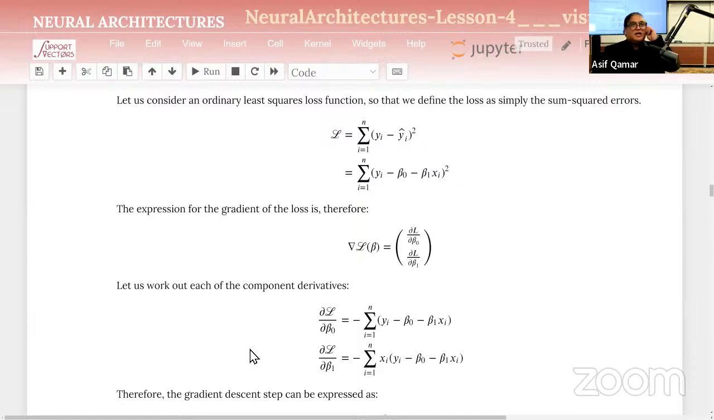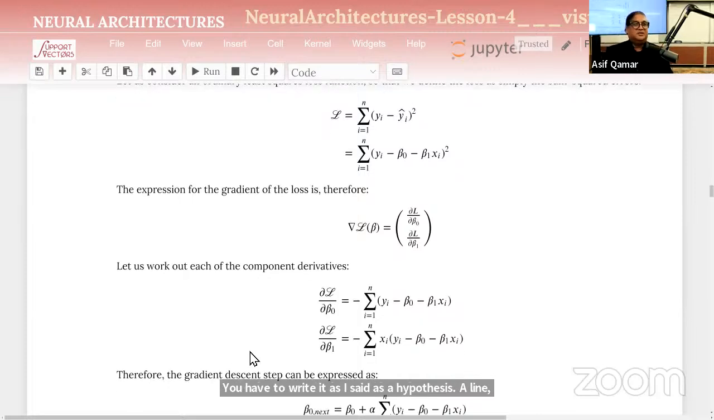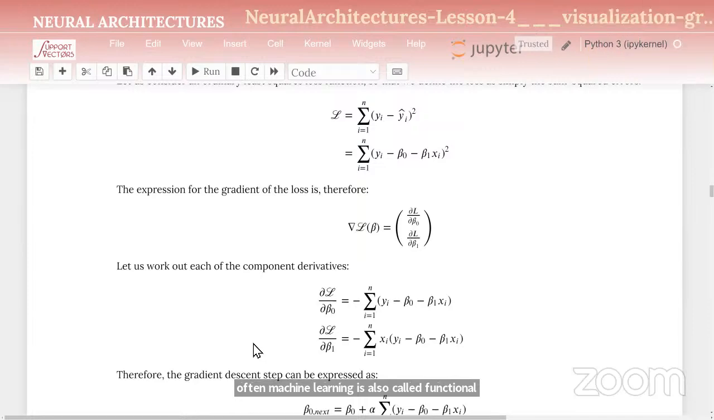Yeah? You have to write it, as I said, as a hypothesis. Yeah? A line, a curve, some function. And then you find the best fit function. That is why often machine learning is also called function fitting. Got it. Thank you. Okay.